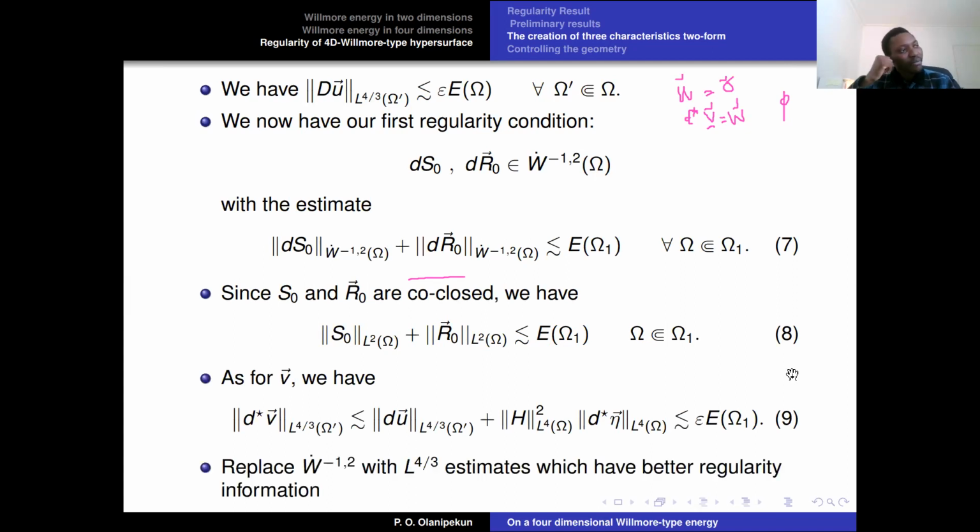But the regularity information we have on S naught and R naught is not sufficient to bootstrap. We have W minus 1, 2 estimates, and that's not enough for us to bootstrap. We are in 4D, so we need an L4/3 estimate for us to even start something nice. That was a major difficulty.